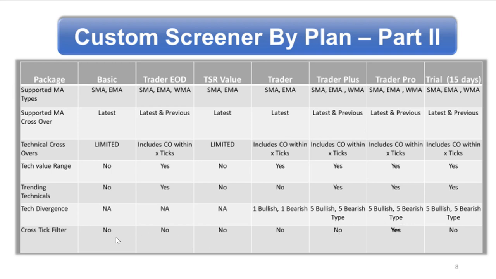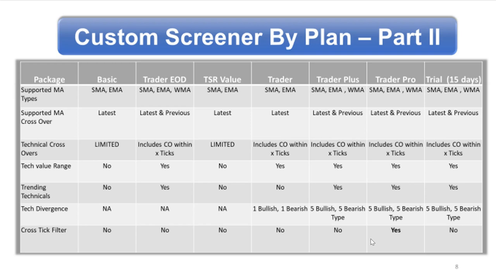Now the next one is caustic filter. What it means is, let's say you are in one screener, you want certain filters of daily and certain filters of 1 hour. That level of capability is available in Trader Pro plan only. In rest of the plans, it's not available. So if your analysis or your strategy requires basically filters across ticks, then we suggest you to go for Trader Pro. So that's a very high level overview of custom screener.